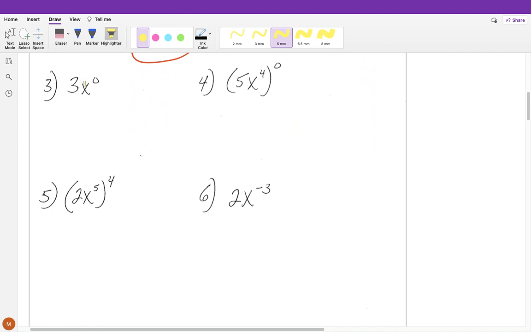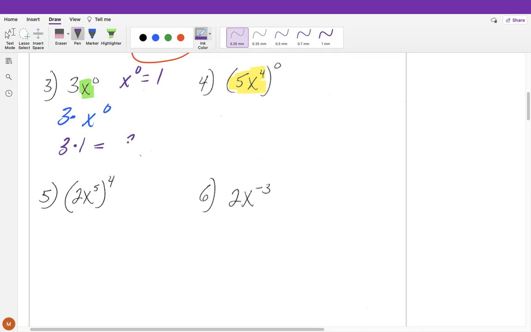All right, here we have 3x to the 0 power, and here we have 5x to the 4th power raised to the 0 power. You notice this one is inside of parentheses. This one's not. So here, only the x is being raised to the 0 power. So this is the same thing as 3 times x to the 0 power. And our rule with 0 power, anything raised to the 0 power is 1. So this is 3 times 1, or 3.